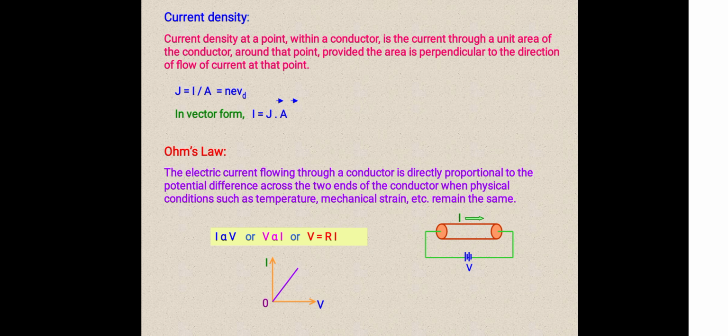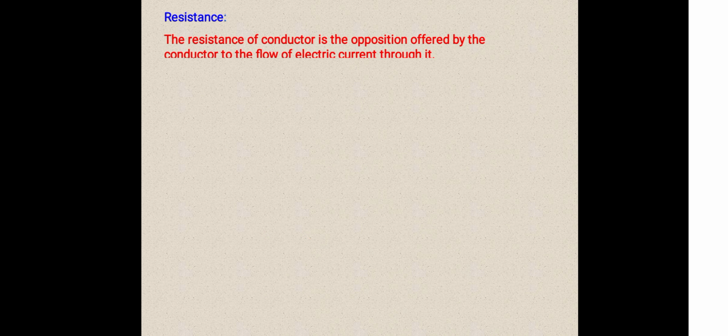Remember this thing. Okay. Now what is resistance, and what will be the unit of resistance? Resistance of a conductor is the opposition offered by a conductor to the flow of electric current through it. So what is resistance? The resistance of a conductor is the property by virtue of which it opposes the flow of charges through it. Clear?